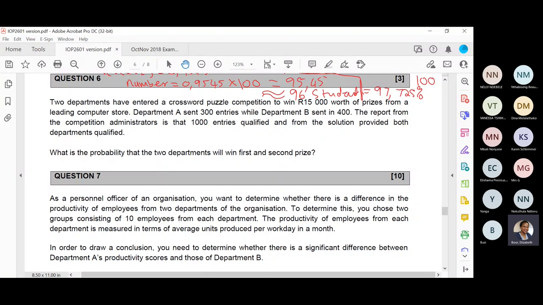Two departments have entered a crossword puzzle. The competition wins 15,000 worth of prizes for the leading computer store. Department A has 300 entries. Department B has 400 entries. The report from the competition administrator is that 1,000 entries qualified, and from the solution provided, both departments qualified. What is the probability that the two departments will win first and second place?